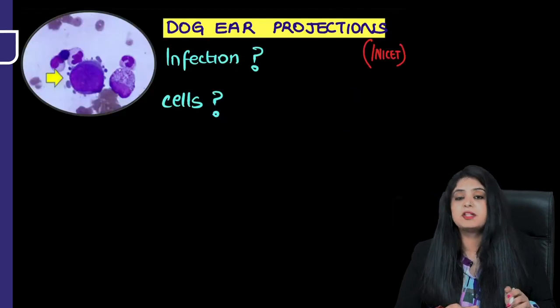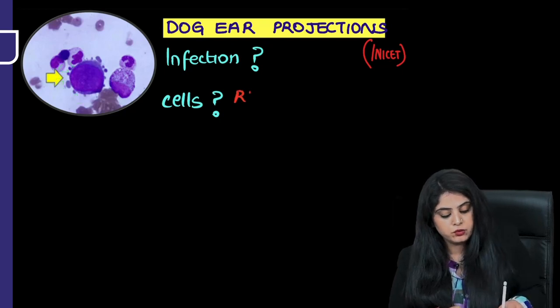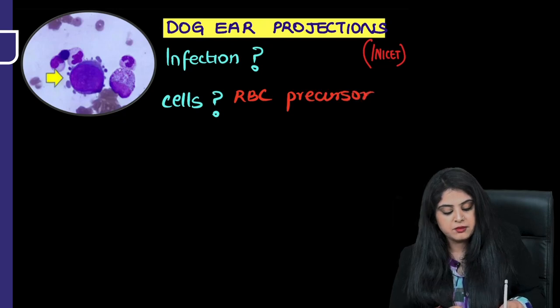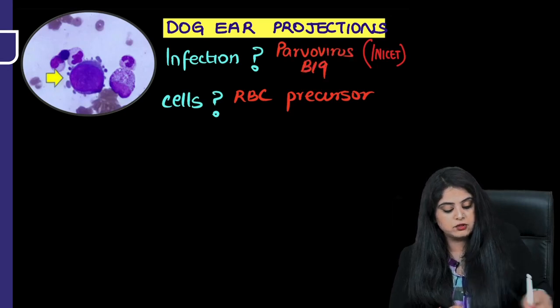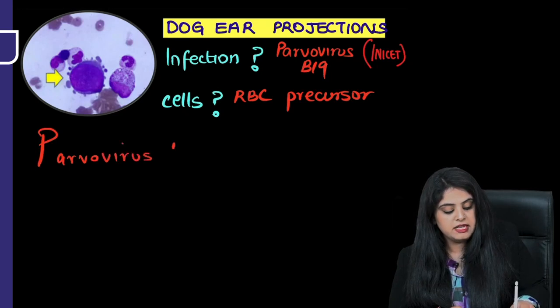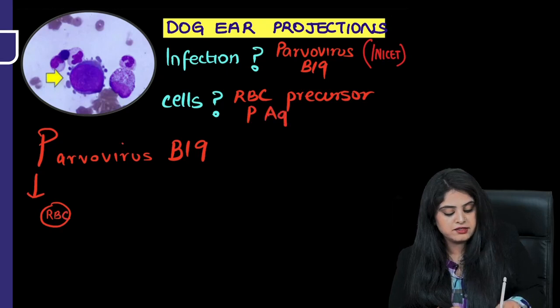Coming to the next, this is something I've got from virology. There is a virus which shows you in the red blood cells these dog ear protrusions. So what cells are affected? RBC precursors are affected. For example, if this is an RBC precursor, I am talking about parvovirus B19 infection. So let me tell you what is important about this parvovirus B19 infection. So remember, firstly, it is going to go and attack the red blood cell, understood, but which antigen of the red blood cell does it attack?